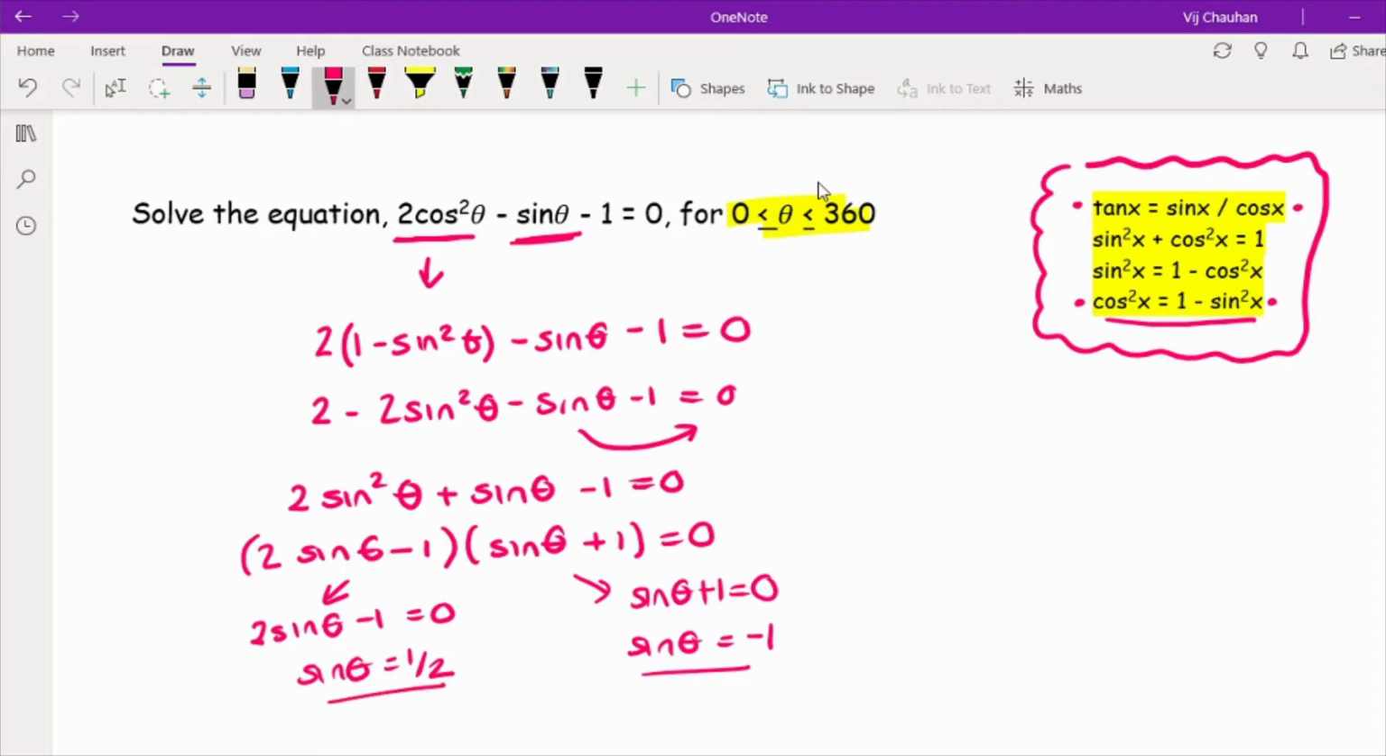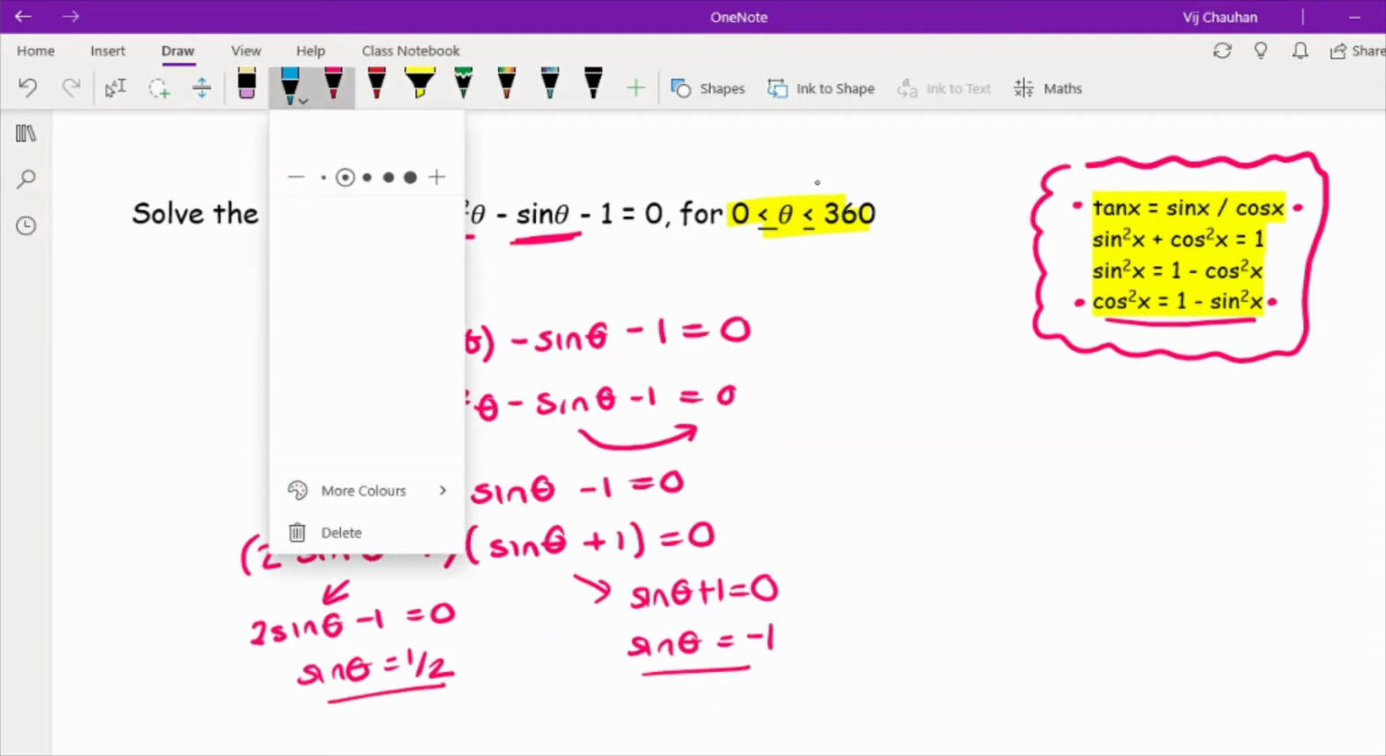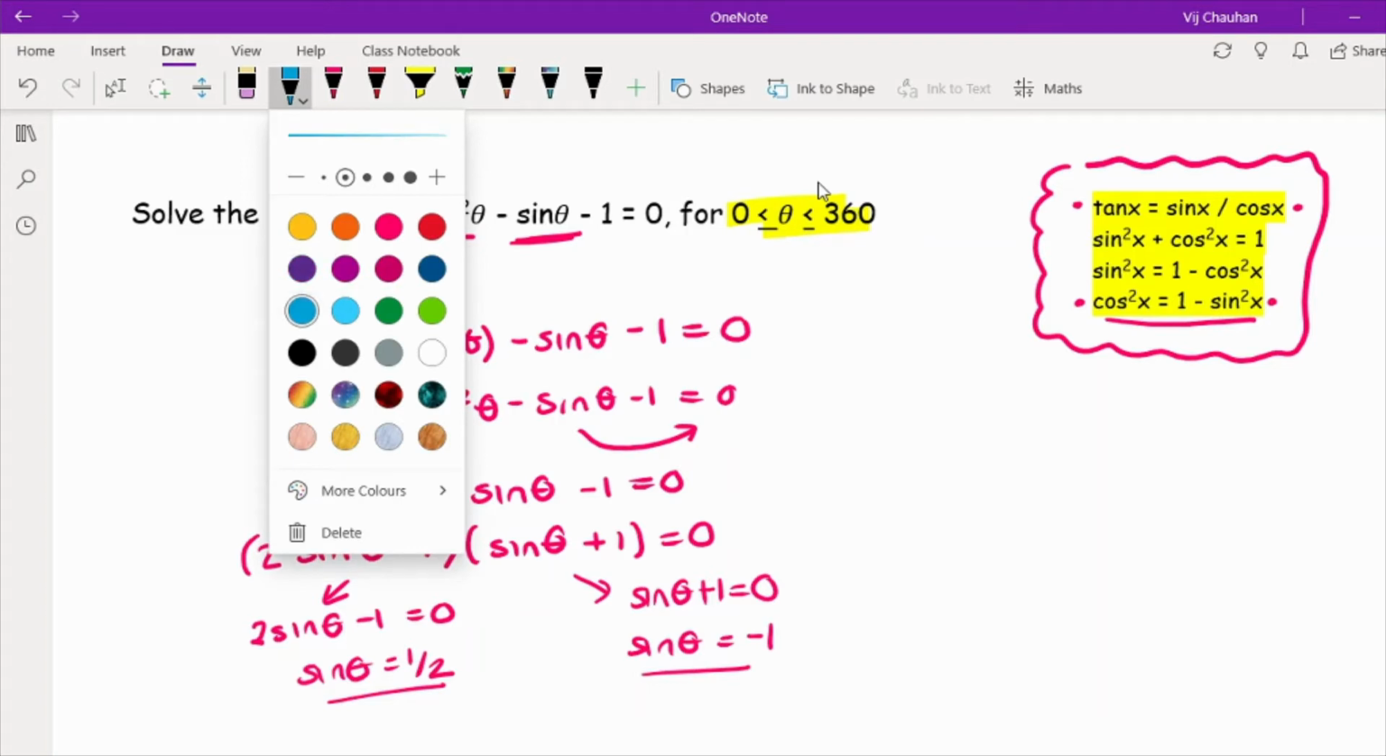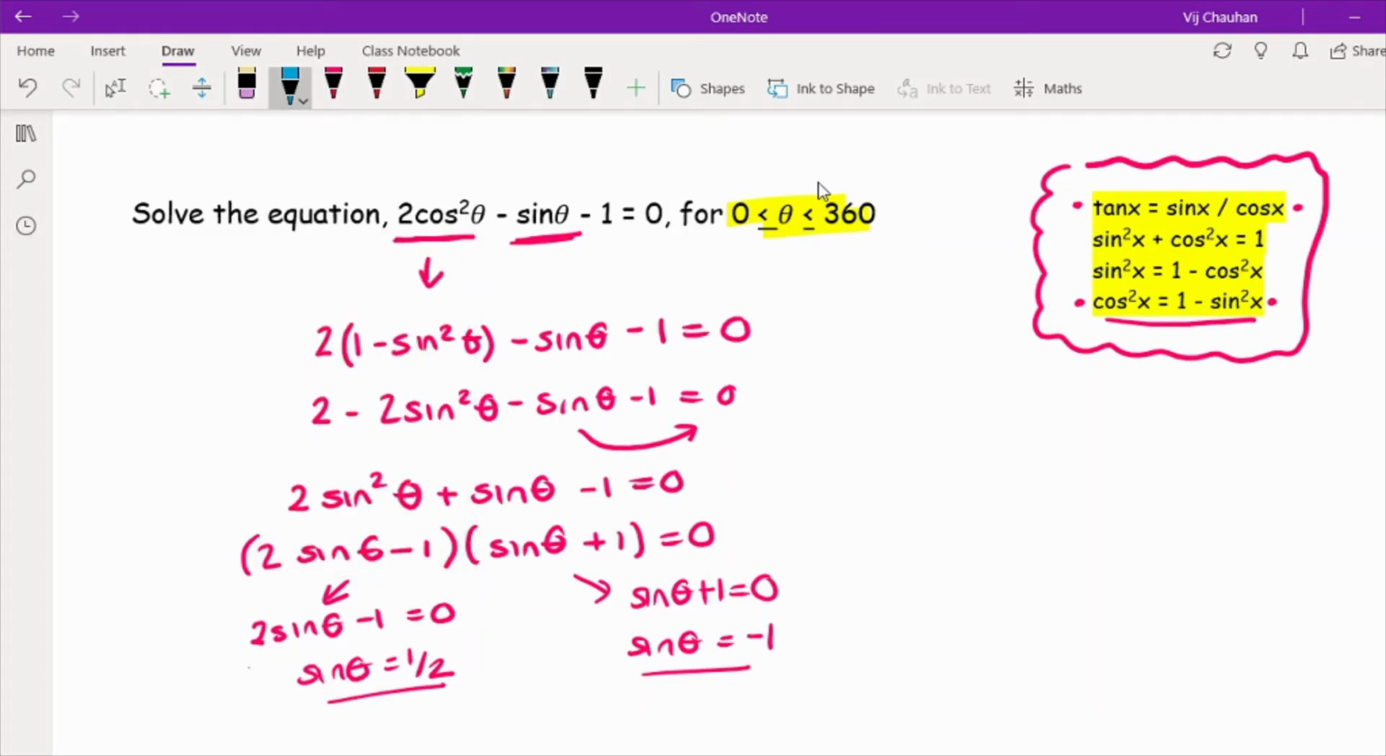Now, I haven't finished this just yet, but what I'm going to do is get a thinner pen because I can see that I'm running out of screen. So from this, now if I just label this hashtag 1 and this one hashtag 2. So from hashtag 1, I'm now going to solve sine theta equals a half.